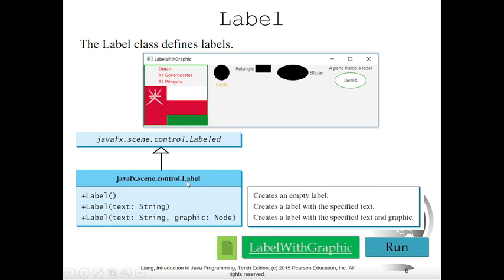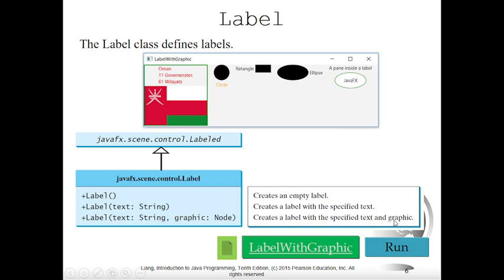So which class do we have? This one, the Label class. This is how you display this text, using this one. You pass the text inside it. This method will create a label with the text, and this method will create a label with the text and graphic. Graphic means image.